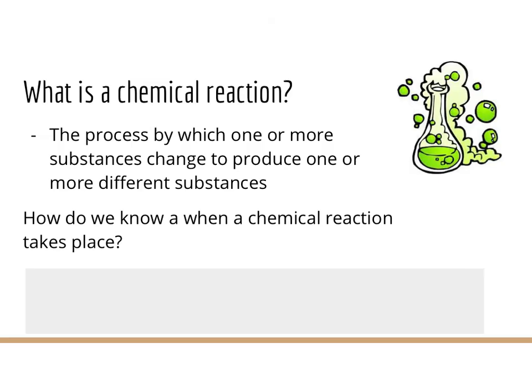So the first thing we want to do is identify what a chemical reaction is. A chemical reaction is the process by which one or more substances change to produce one or more different substances. Basically, we're taking something and it's going to change into something else. That's a really simple way of describing what a chemical reaction is.